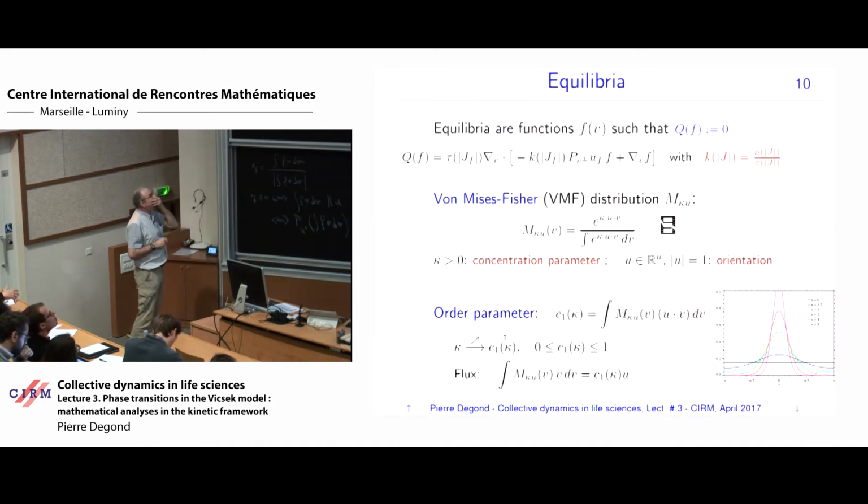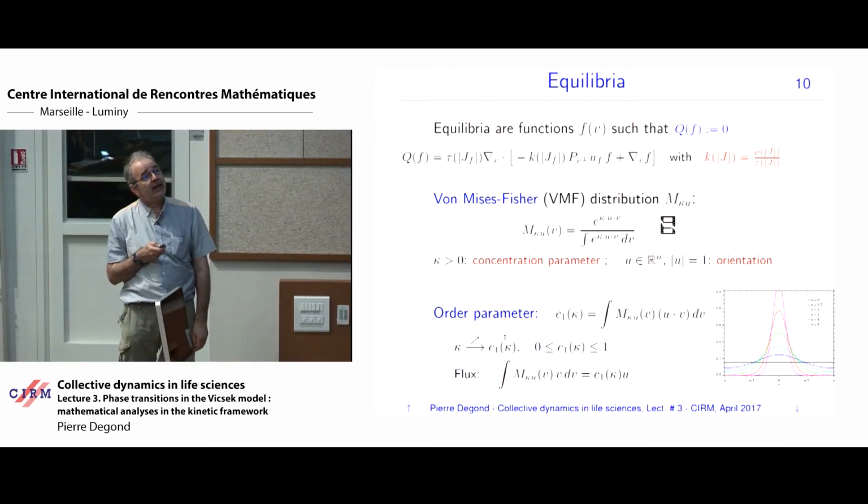Okay, so I can redo the same computation as before. I'm going to skip the details, and I again get, as equilibria, so solutions of Q of f equals 0, the von Mises distributions, right? With again this concentration parameter kappa, which is going to be equal to this parameter k in my equation. But now the parameter k is not a constant anymore. It's a function of J. And that makes a big difference.